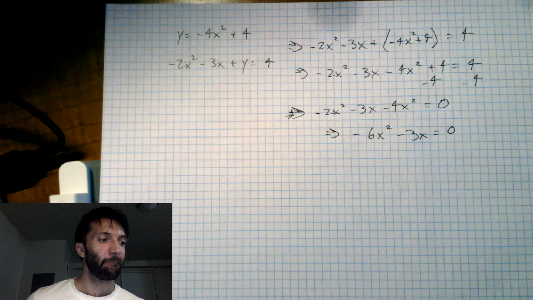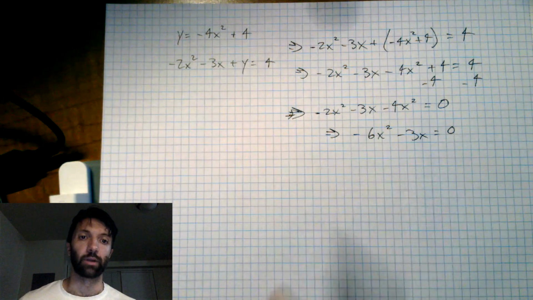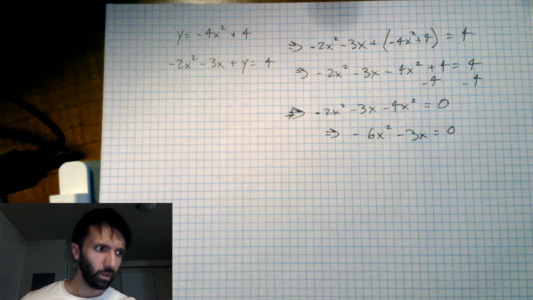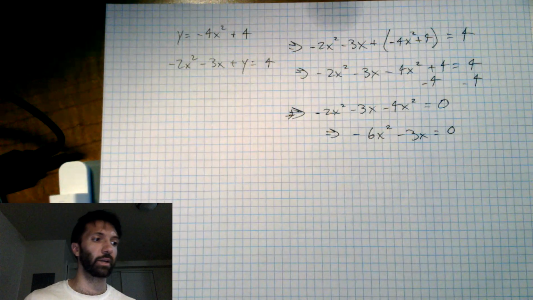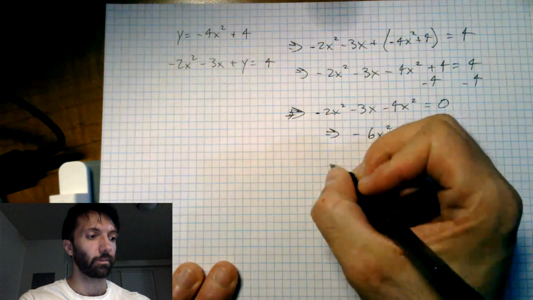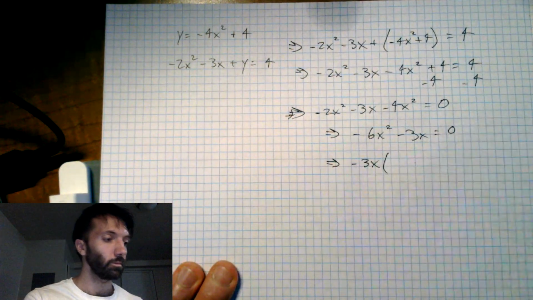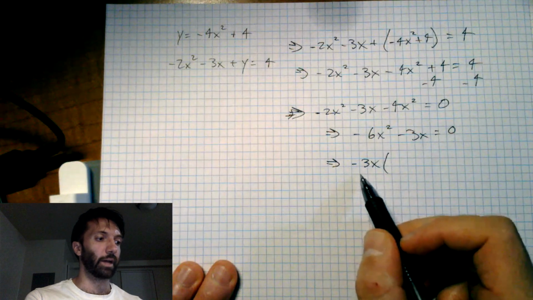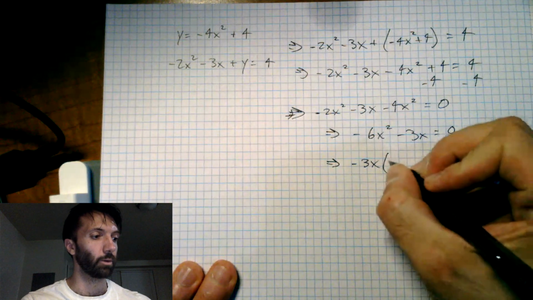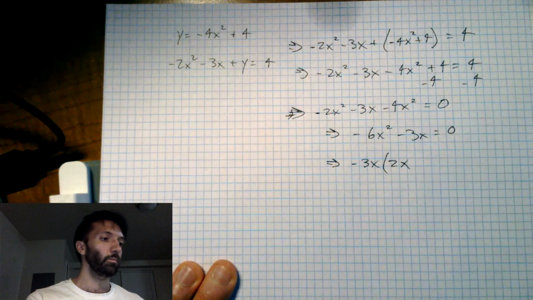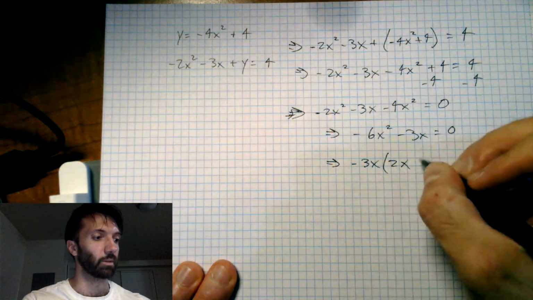All right. And now what I can do is factor out a greatest common factor here. So the greatest common factor of negative 6x squared and negative 3x would be negative 3x. So I'm going to factor out my negative 3x. And then negative 3x times what would give me negative 6x squared? Well, that would be 2x. And negative 3x times what would give me negative 3x? And that's just going to be a positive 1.